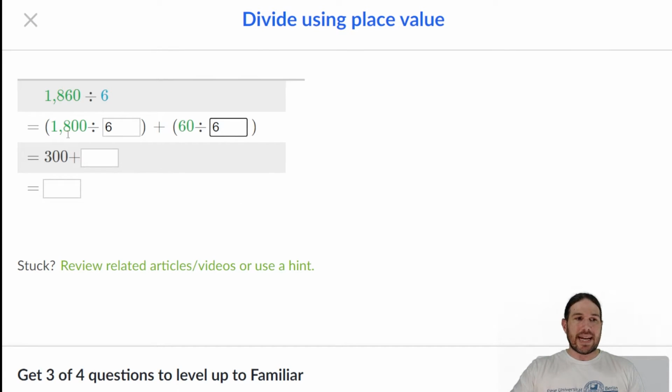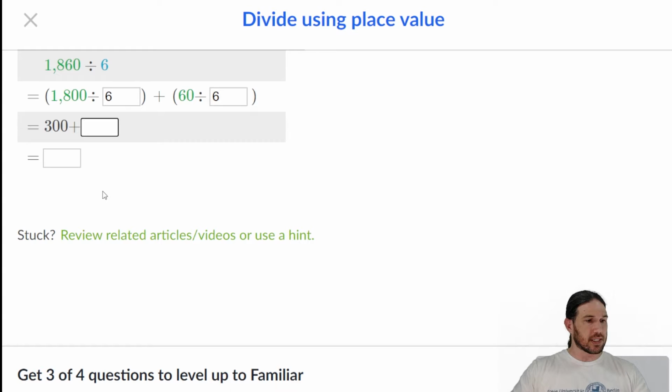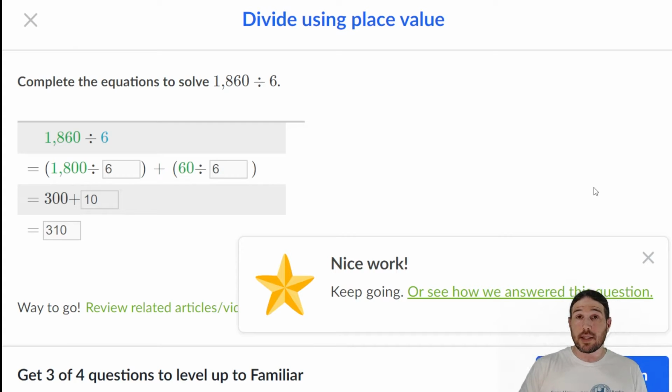So we already know 1800 divided by 6 is 300. It gave us that right there. So now all we have to do is 60 divided by 6, which is 10. The grand total is 310. Now, yes, once again, you absolutely can do classic long division to get this same answer. And yes, you can simply reach for a calculator, although I wouldn't recommend that for a 4th grader.